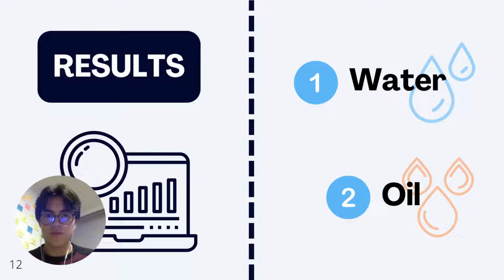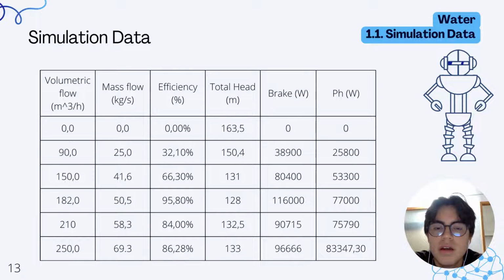For the results, we have two fluids, water and oil. For the first part of the results, we have the simulation data that varies with the volumetric flow. We just change the volumetric flow and simulate again and again until we have all of these stable results.